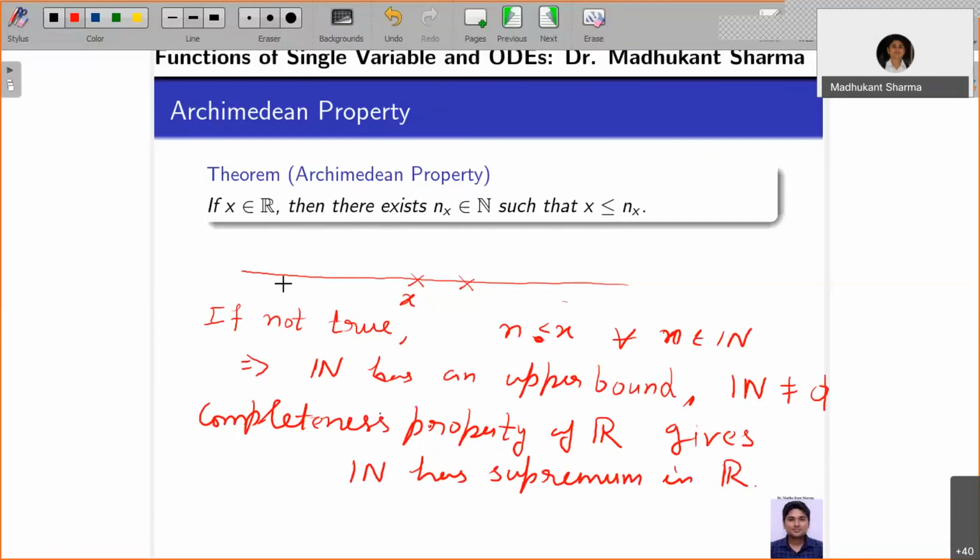So let the supremum of this set of natural numbers be u, which is not true. It is indeed what we are going to claim now. So let the supremum of the set of natural numbers be u. Now, when you have the supremum of the natural numbers, u is a supremum. So then u minus 1 is not a supremum, meaning u minus 1 is not an upper bound.